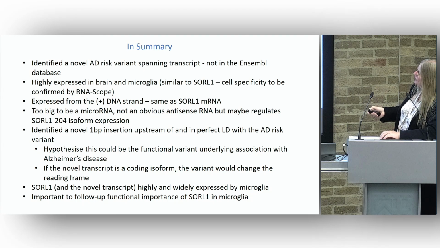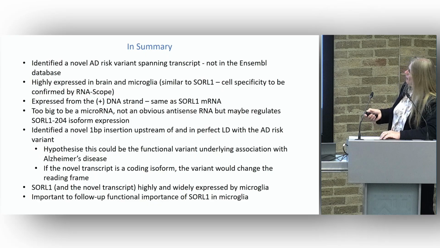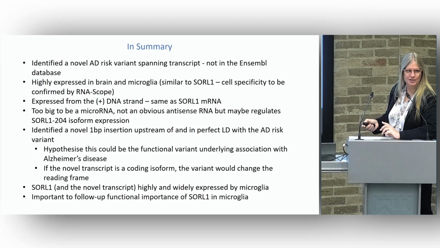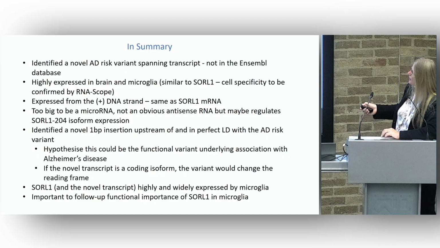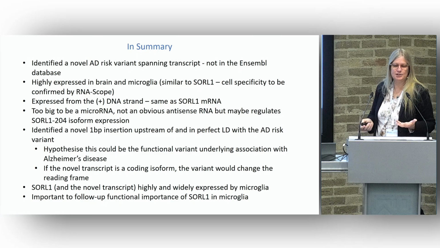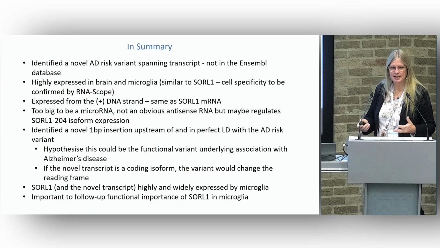We've got more work to do to see if it has some influence over the production of this 204 isoform. And we've identified this one base pair insertion, which seems to be in perfect LD with the AD risk variant. That other variant that I mentioned isn't in perfect LD, it's in high LD, but not perfect LD. And so we hypothesize, and have further work to do now to see, if this could be the functional variant underlying association with Alzheimer's disease, which then allows us to better establish the models and the overexpression and knockdown that we might want to do.